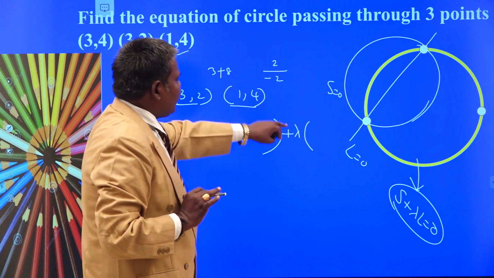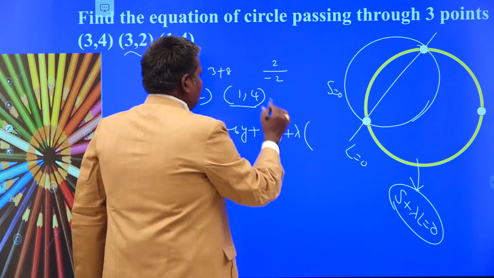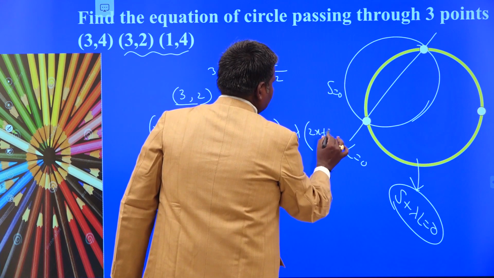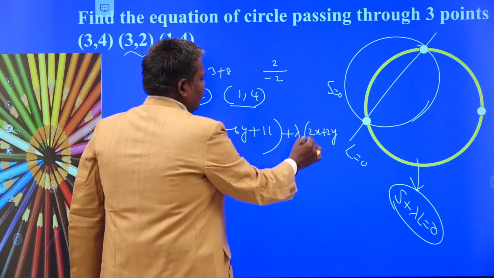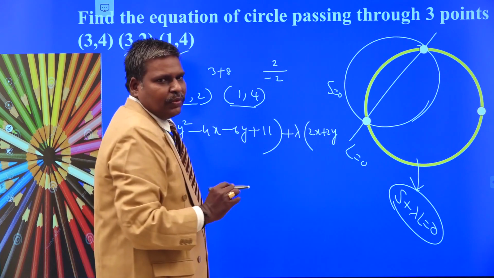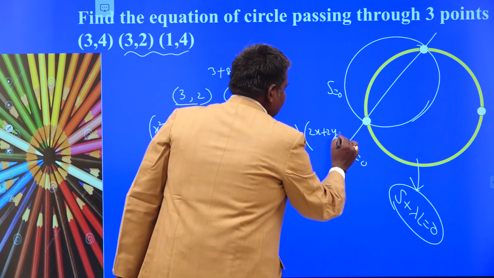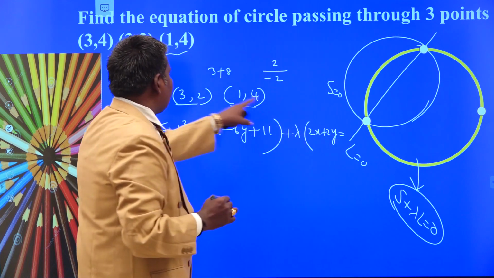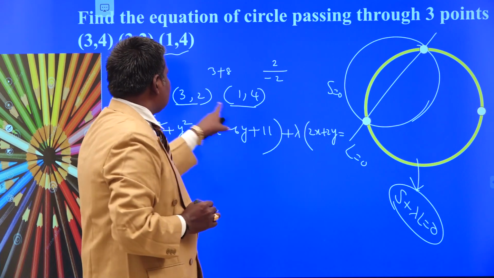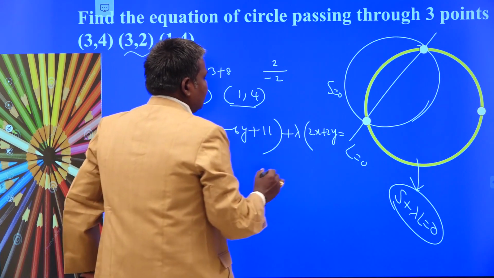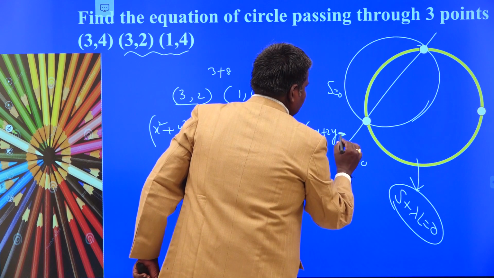By looking at the slope itself, can you write the line equation or not? 2x plus 2y. What is the slope here? Minus 2 by 2. Am I correct or not? Exactly, we obtain that. To get the constant, substitute any one of the points. 3 twos are 6, 2 twos are 4, that is 10. That means minus 10 is equal to 0.